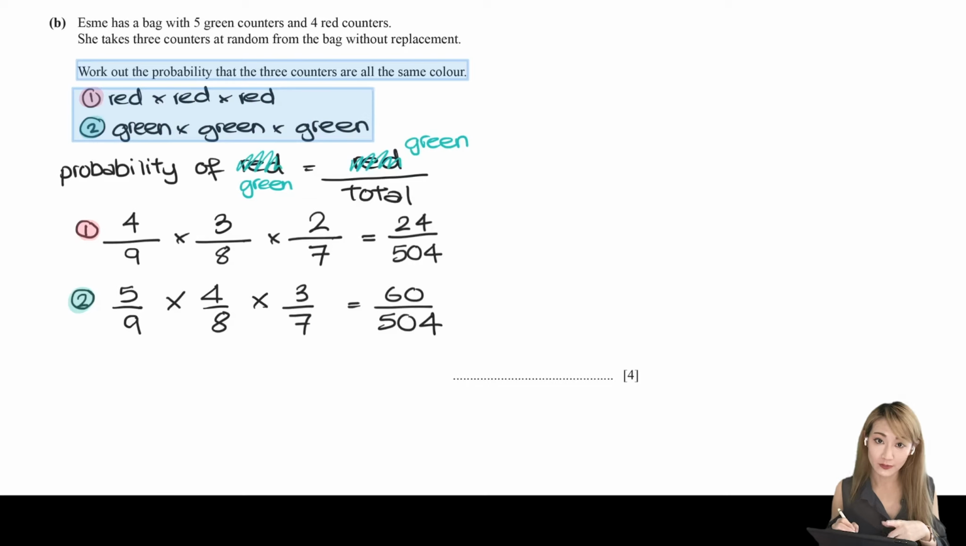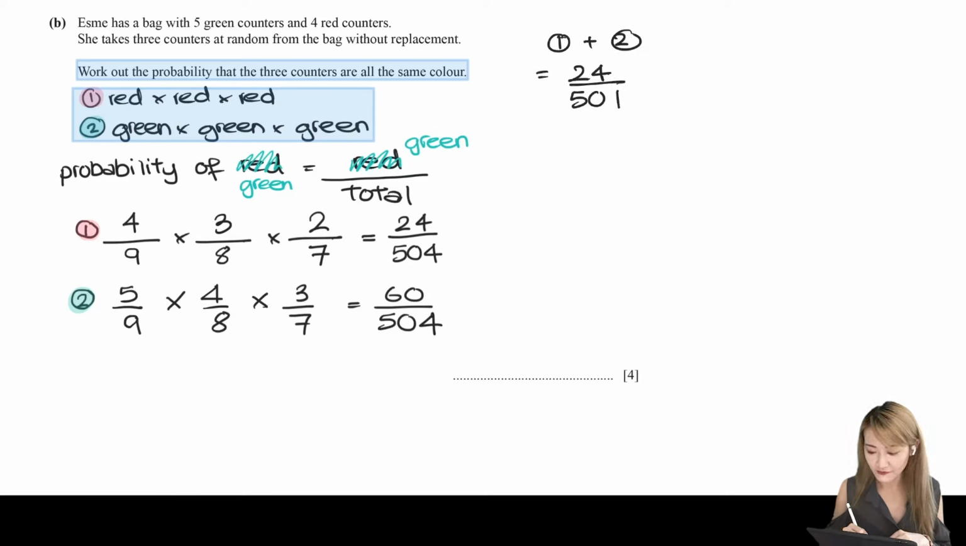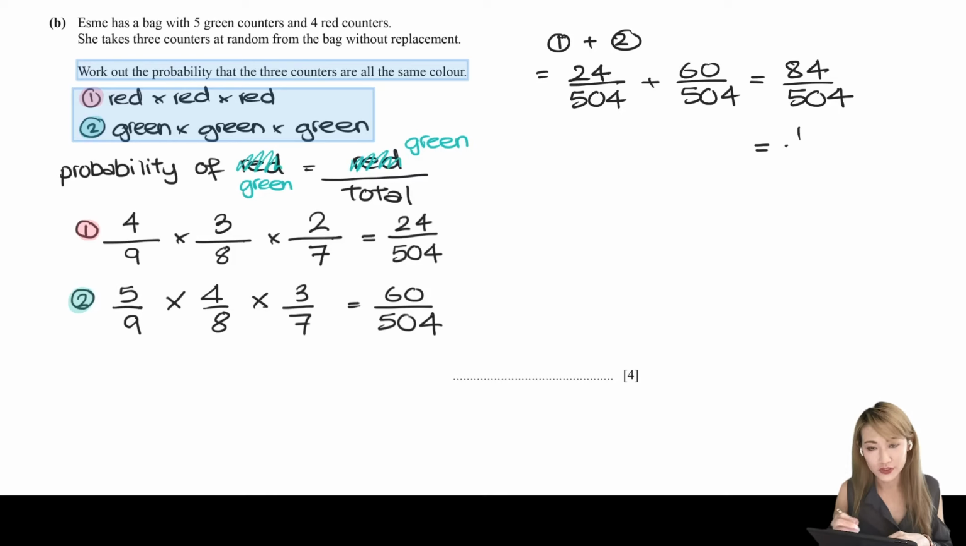And the probability that all the 3 counters are the same color would be the addition of these 2 probabilities. So that's 24 over 504 plus 60 over 504. That's 84 over 504. And we can simplify this to 1 over 6. So the probability of getting 3 counters that are all the same color is 1 over 6.